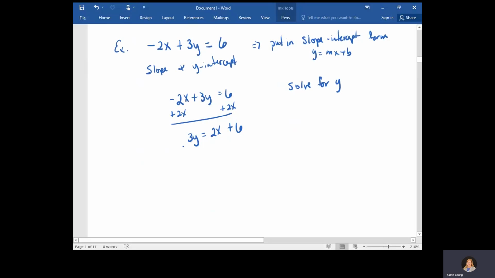Then to get y by itself, I'm going to divide each term by 3. Divided by 3, that cancels. 2 divided by 3 gives me 2/3. If it doesn't divide evenly, you want to leave it as a fraction. So 2/3 x. 6 divided by 3 is 2. So it's in slope-intercept form.